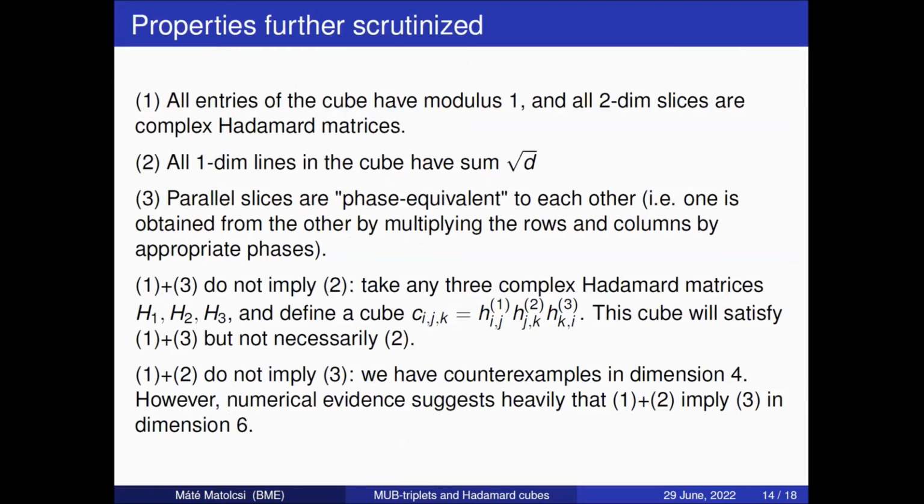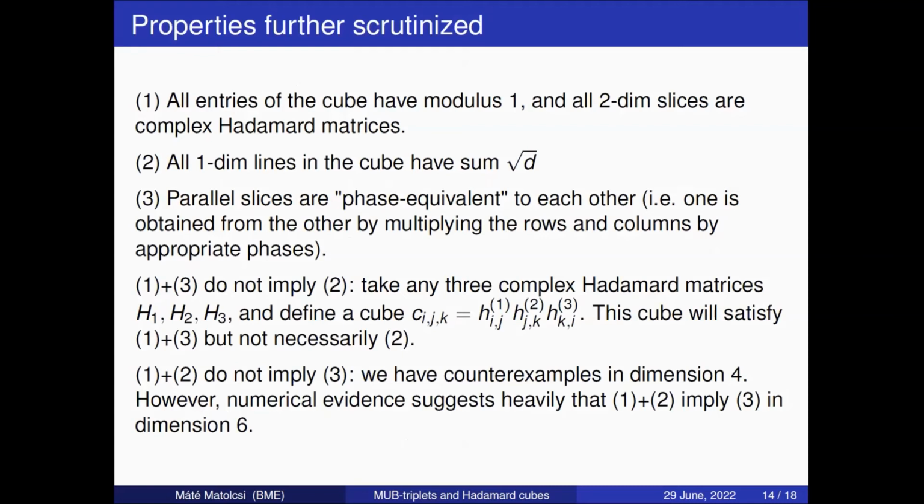And such cubes exist for what dimension? Good question. I will just mention it right now. So some obvious questions arise immediately. Do these properties imply each other? Maybe some of them are superfluous.